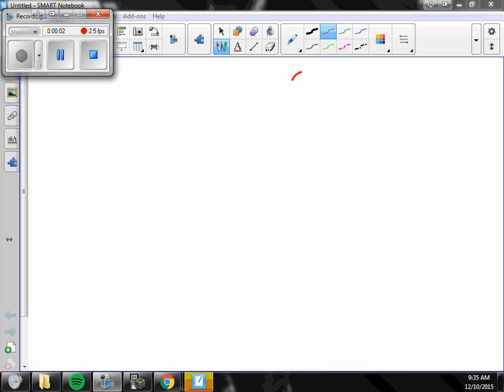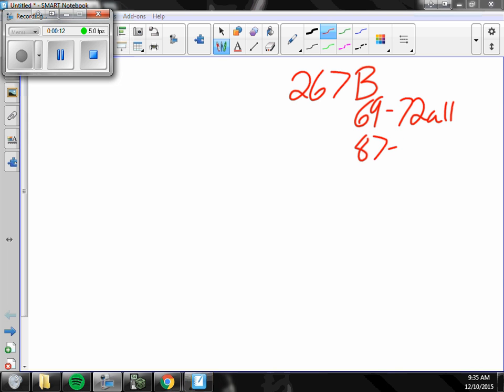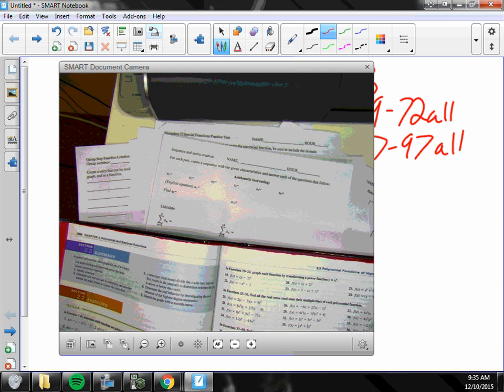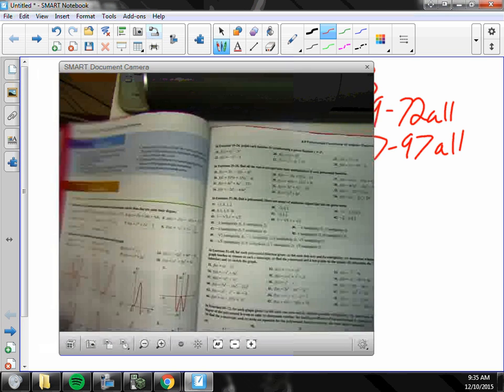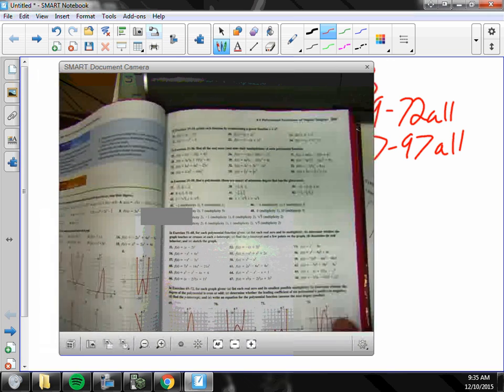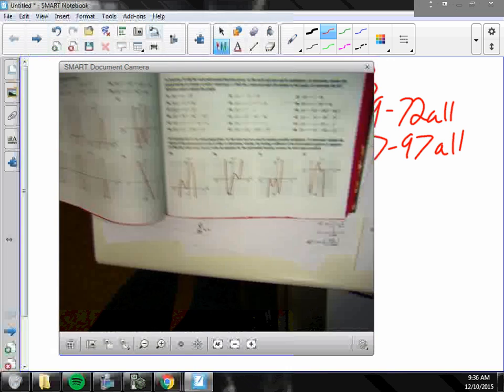Today we're going to work on 267b, which is 69 to 72 all and 87 to 97 all. So the first four problems, there's a lot of work to do for each problem, but none of it is really very difficult.